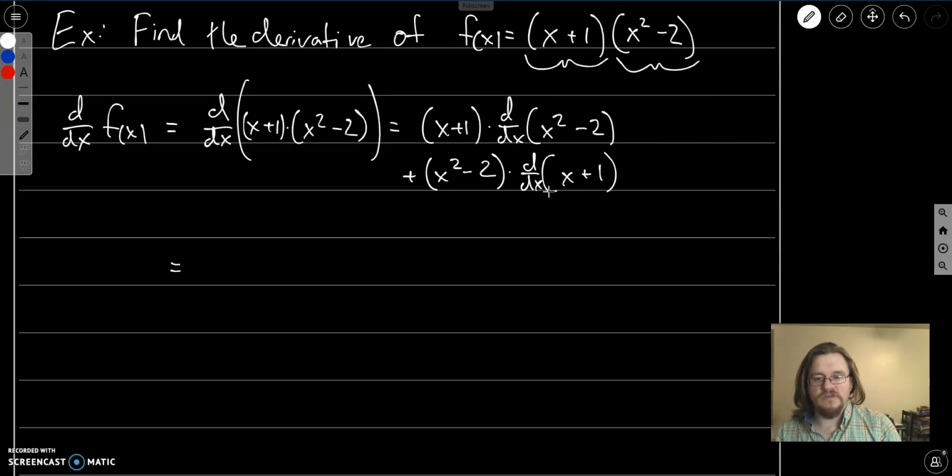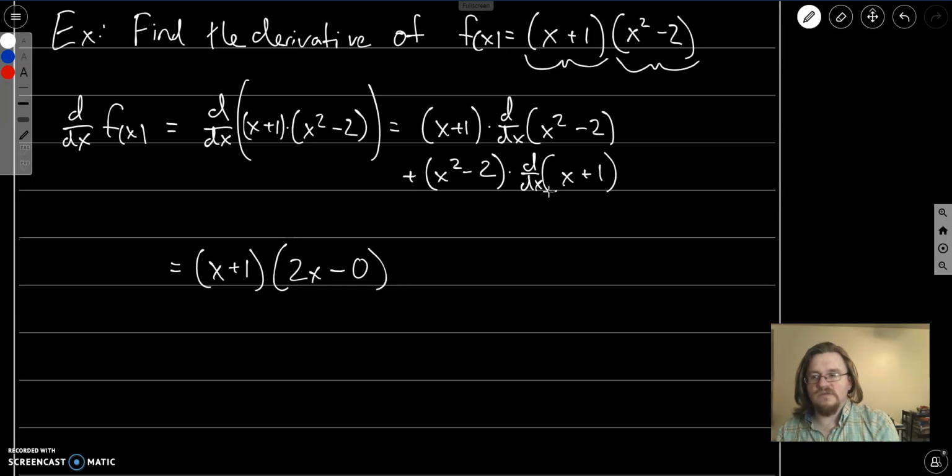I'm going to write this over here. So I have x plus 1 times the derivative of this guy. And again, I can distribute the derivative. So the derivative of x squared is going to be 2x. And the derivative of minus 2, well, that's just a constant, so its derivative is 0.